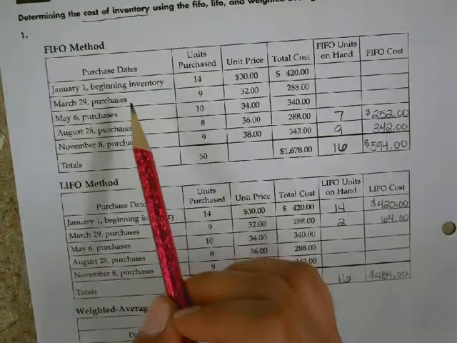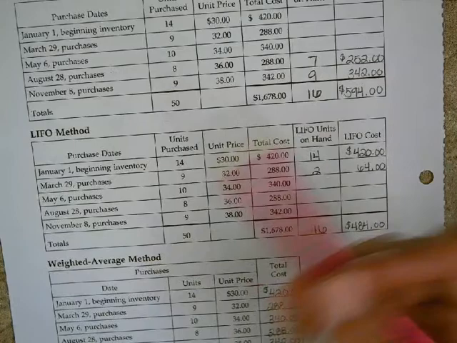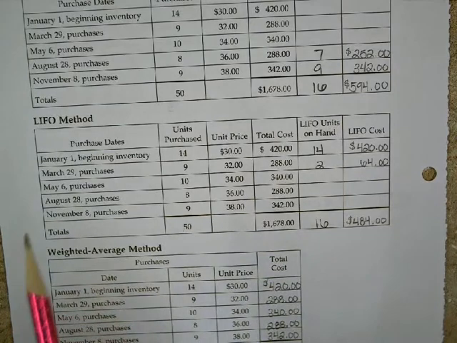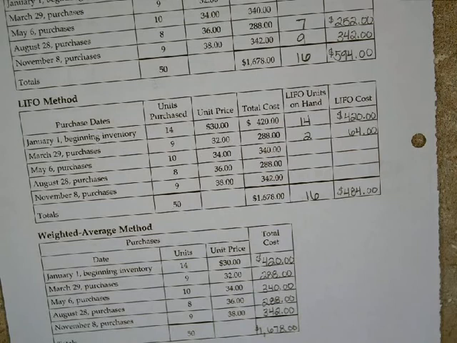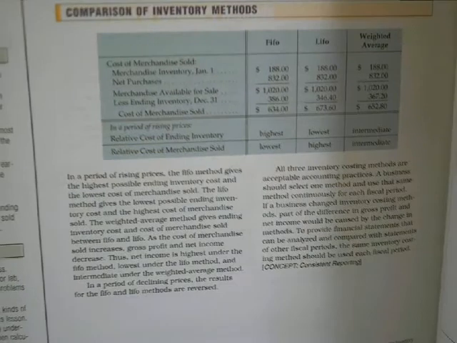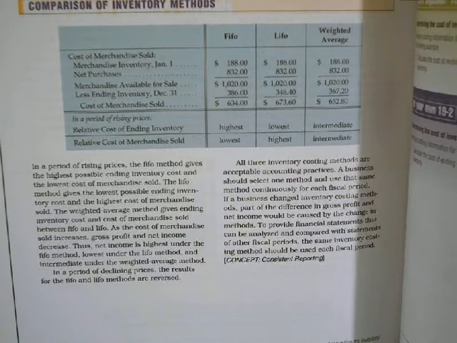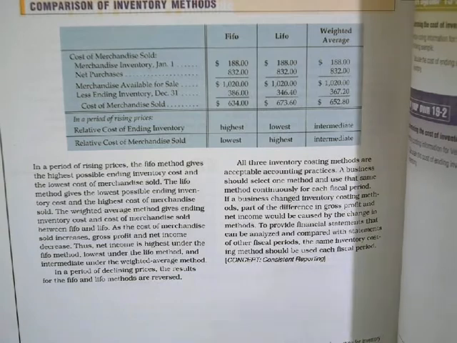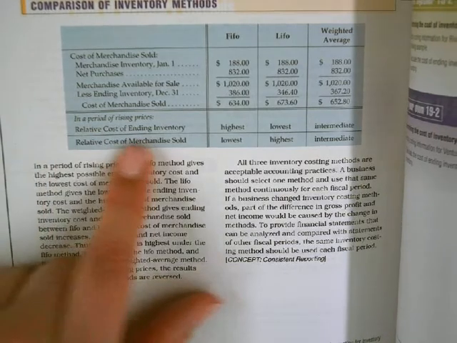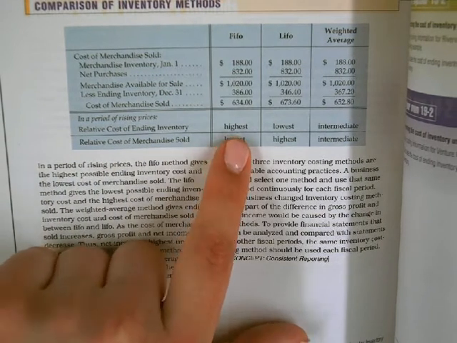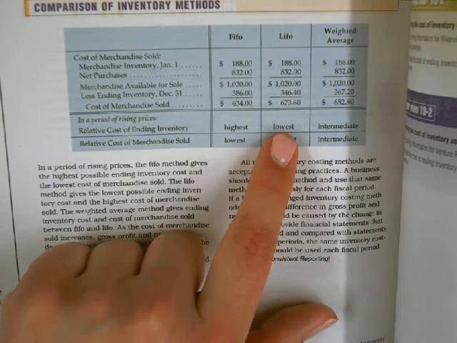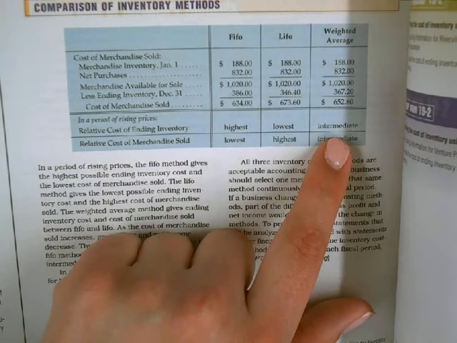One thing that I did say, on page 572, you probably want to look at this chart and you want to know the difference between them. Here it's saying, okay, relative cost of ending inventory. If you use FIFO, that's going to give you your highest number. If you use LIFO, it's going to give you your lowest number, and weighted average is just going to be intermediate, right in the middle there. Okay. And then the relative cost of merchandise sold, FIFO is going to give you the lowest number, LIFO will give you the highest number, and that weighted average is going to be intermediate. Okay, so I would say look at this section for that test.